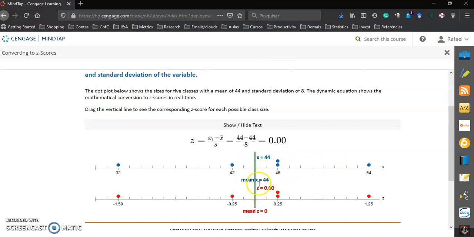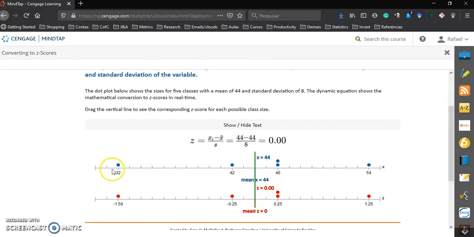So the mean becomes a standardized score, or z-score, or z-value, of 0. Why? Because it's at the center of the distribution. If I subtract the mean of 44 from 44, I have 0, and 0 divided by 8 is 0. So the mean of any variable is always equal to a z-score of 0, because a z-score of 0 tells me that I am at the center of the distribution of values.